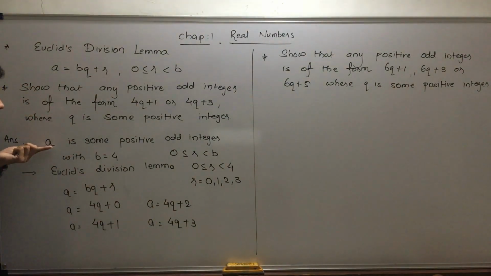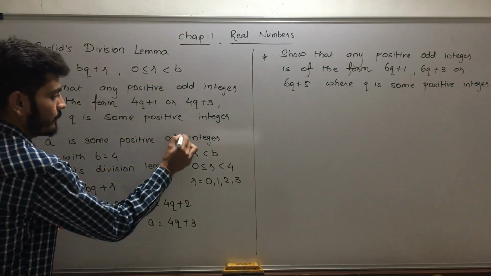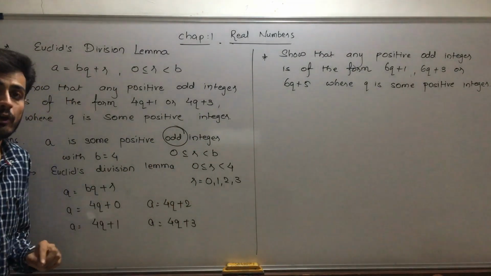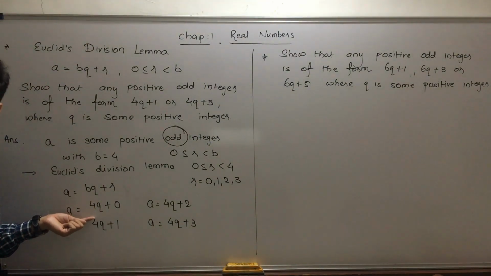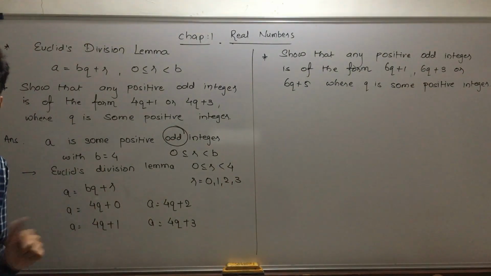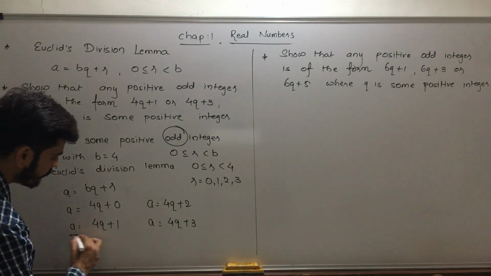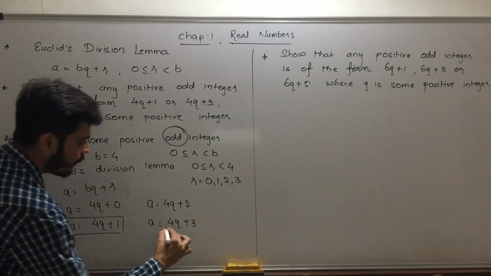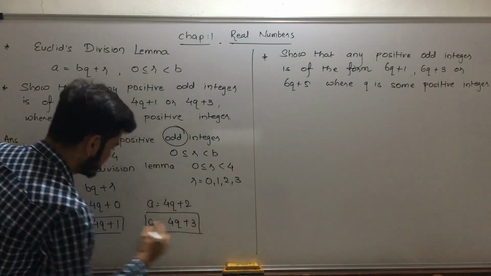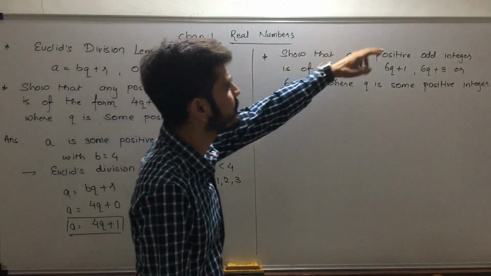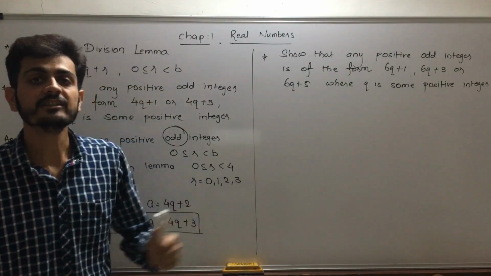But since A is some positive odd integer, it cannot be 4q or 4q plus 2, because 4q is a multiple of 2, and a multiple of 2 is always an even number, but here A is an odd number. So any positive odd integer must be of the form 4q plus 1 or 4q plus 3, because 4q and 4q plus 2 are even numbers. Got it, everyone?